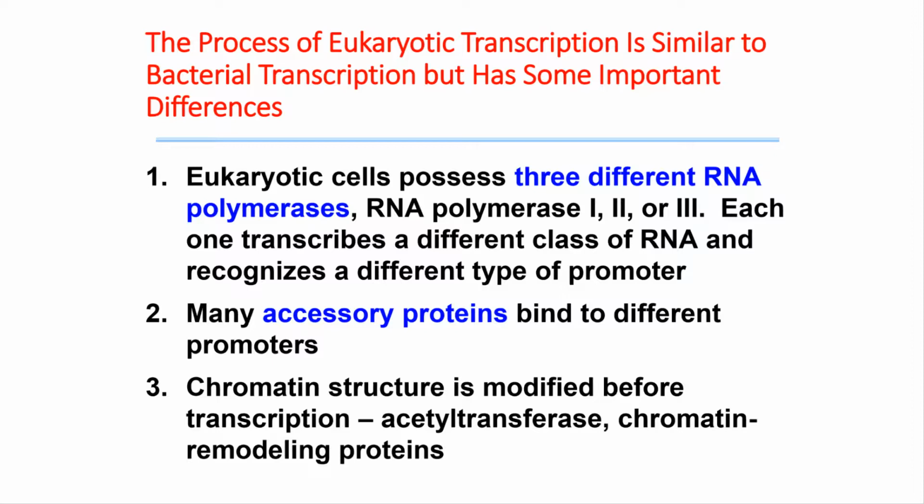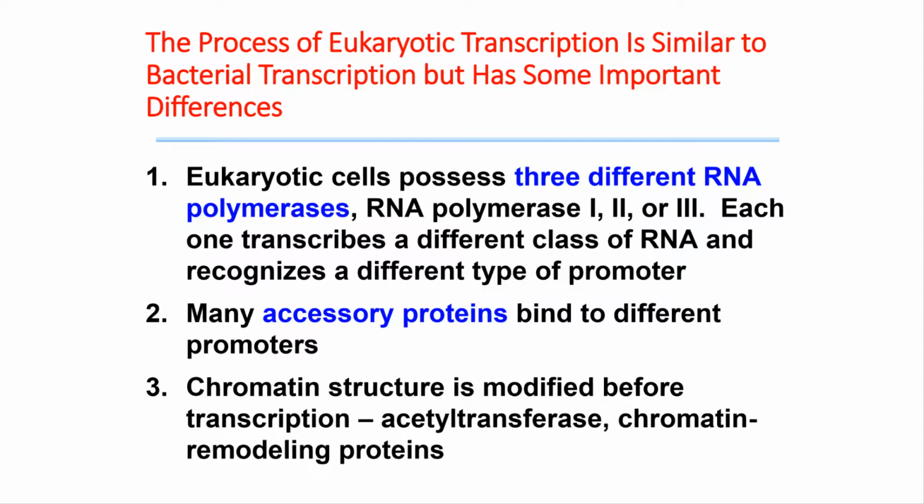First of all, as you recall, during bacterial transcription, one RNA polymerase recognizes the promoter, initiates transcription, and also plays a role in elongation. Eukaryotic cells possess three different RNA polymerases. Each of them transcribes a different class of RNA and recognizes a different type of promoter.